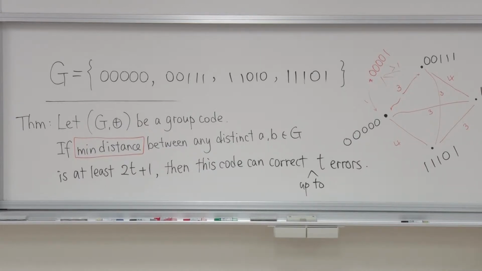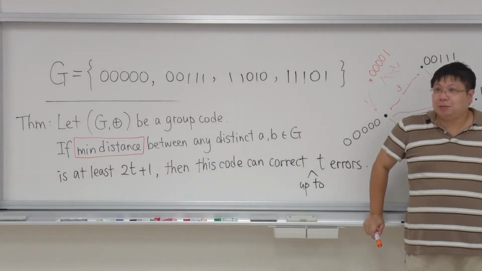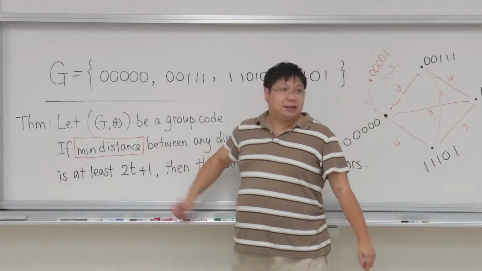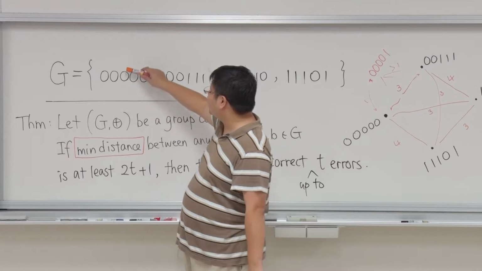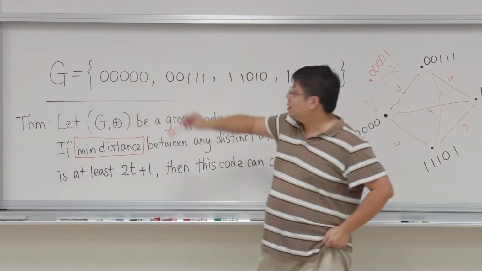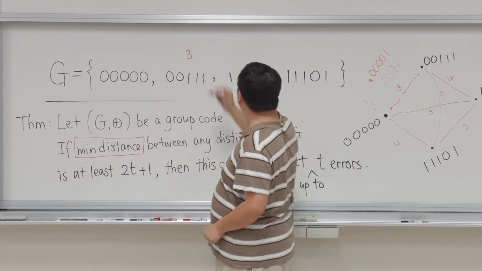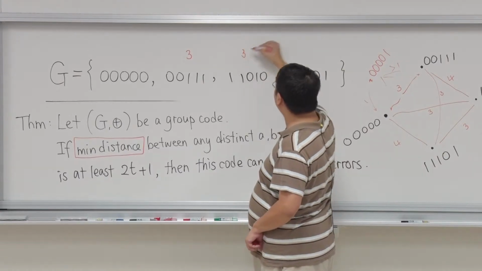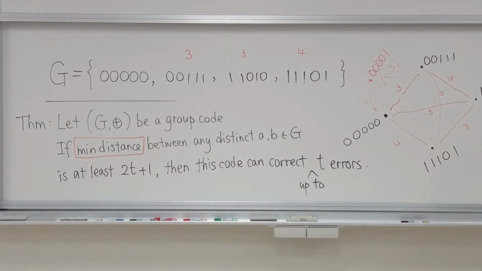But there is a much better way. As long as it is a group code, then there is a very easy way to find out the minimum distance. The minimum distance is, we calculate the distance of each of the non-zero code words to the identity. So this one has distance 3, this one has distance 3, and this one has distance 4. So the minimum of them will be the minimum distance. Okay, why?